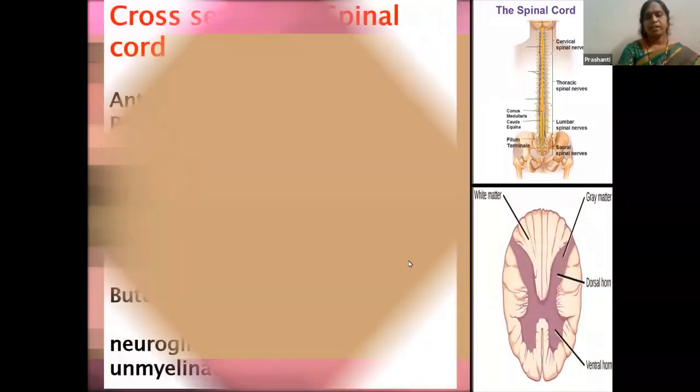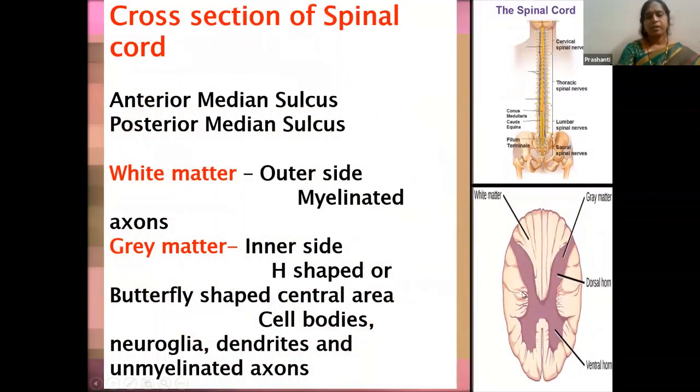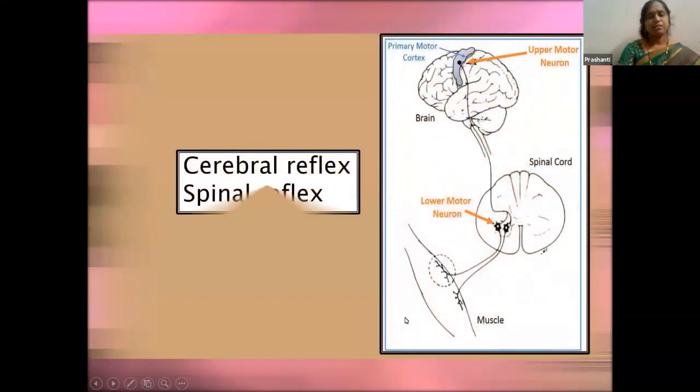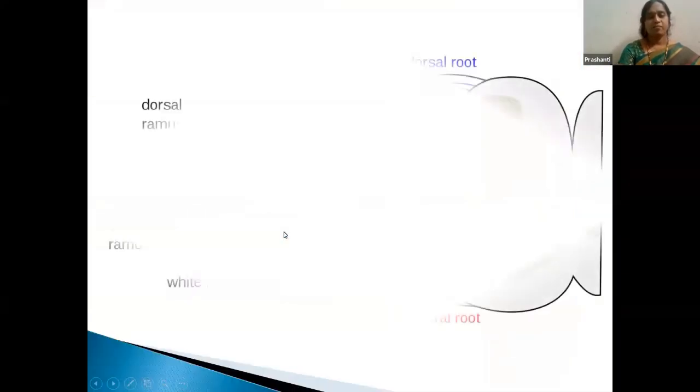Here, through the dorsal root, it has been sending the sensory nerve. There is the interneuron in the gray matter. Again, it has been sending the impulse to the ventral root. And the reflex might be cerebral or spinal. If it reaches the brain, it is cerebral reflex. If the spinal cord itself reflects first, it is called the spinal reflex.